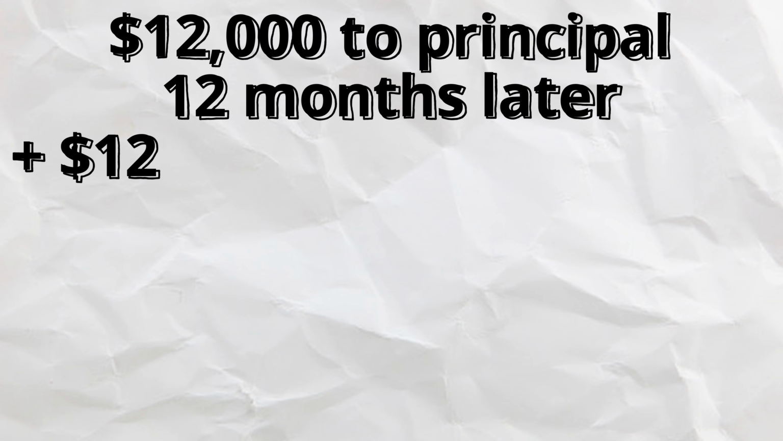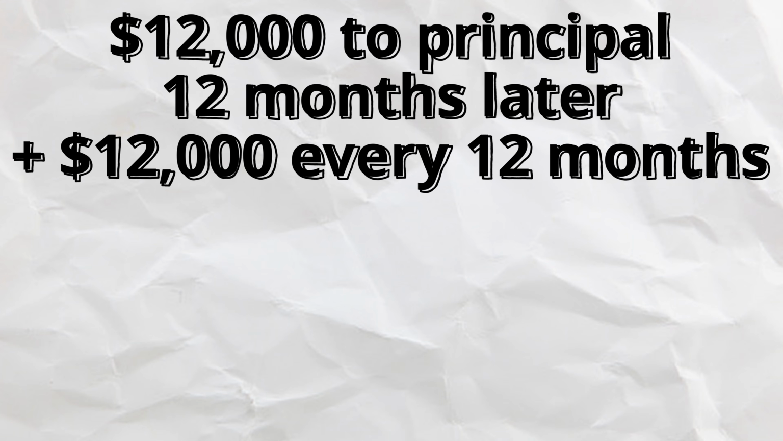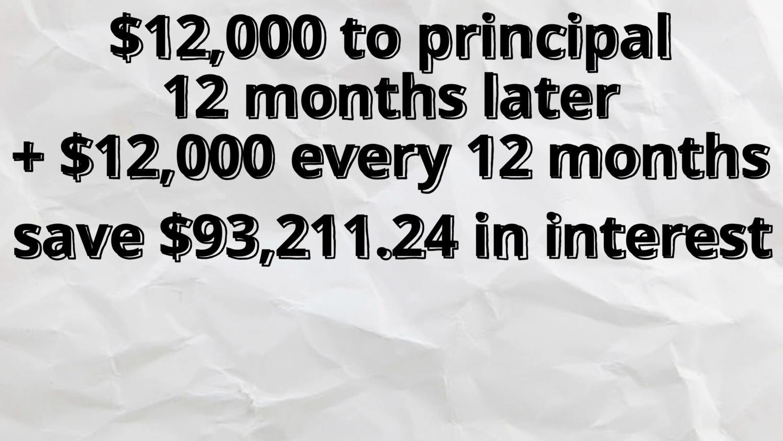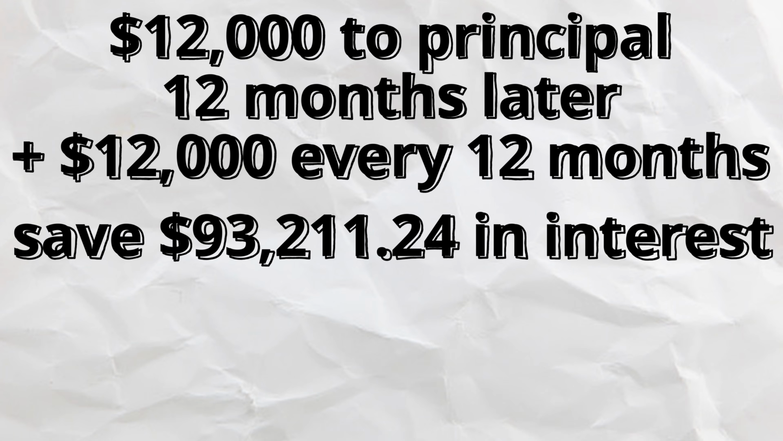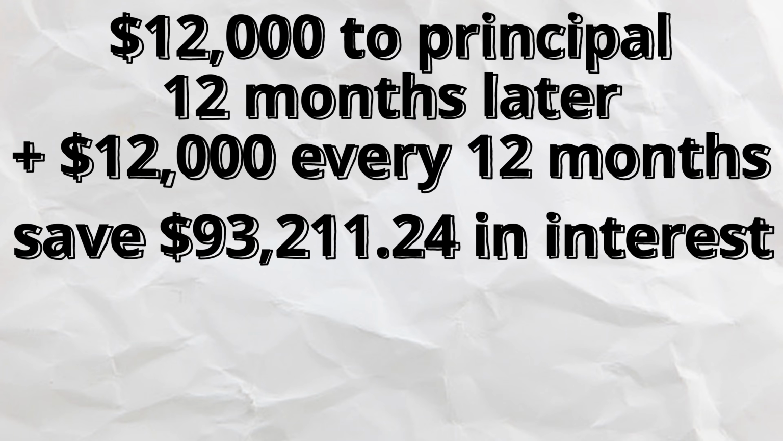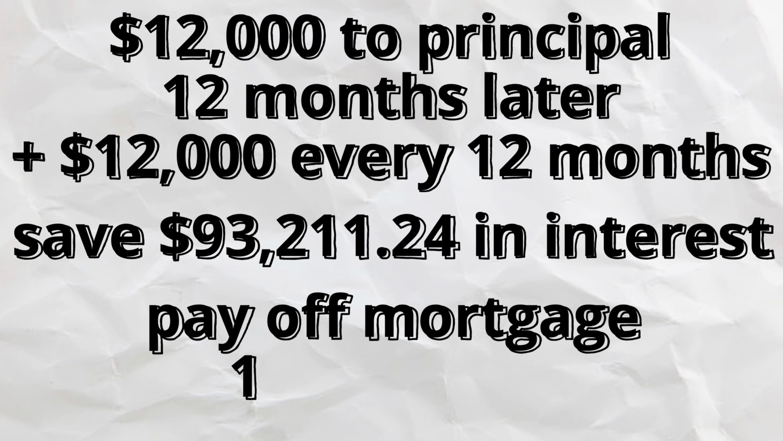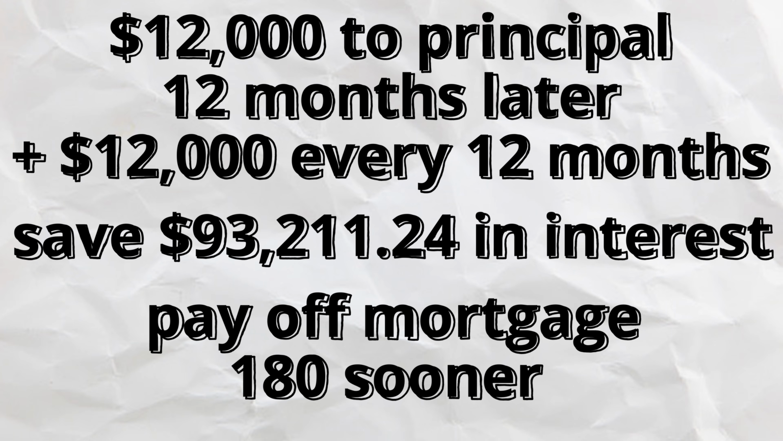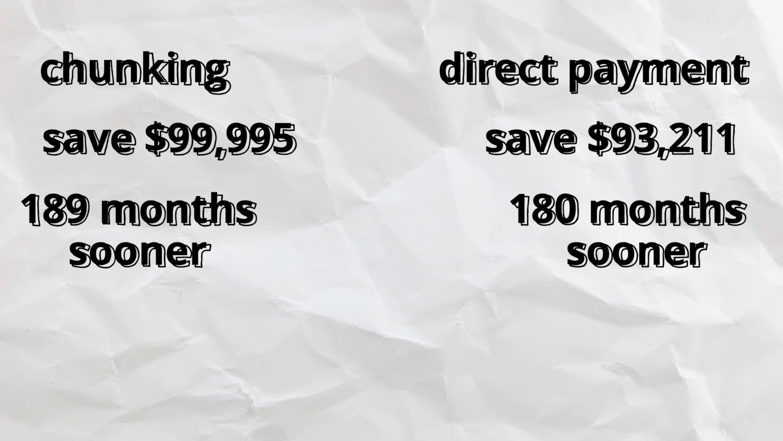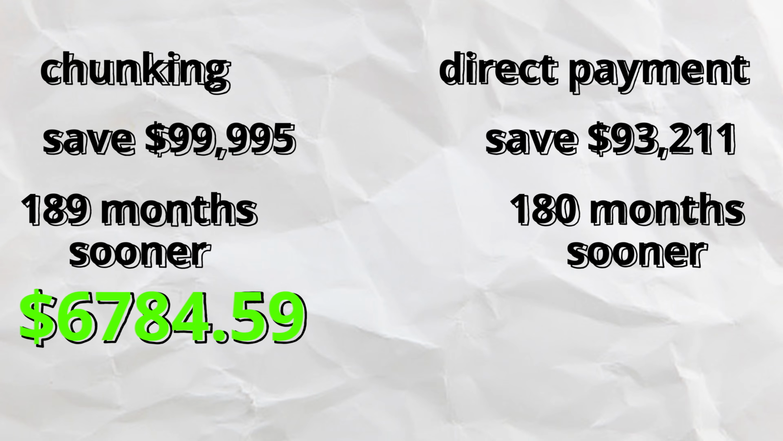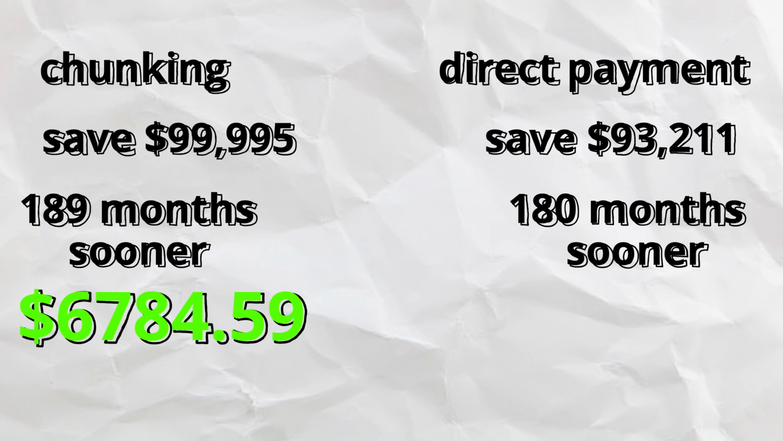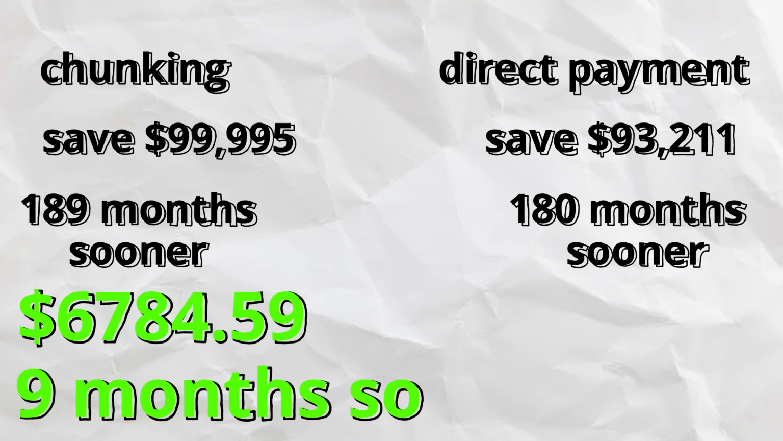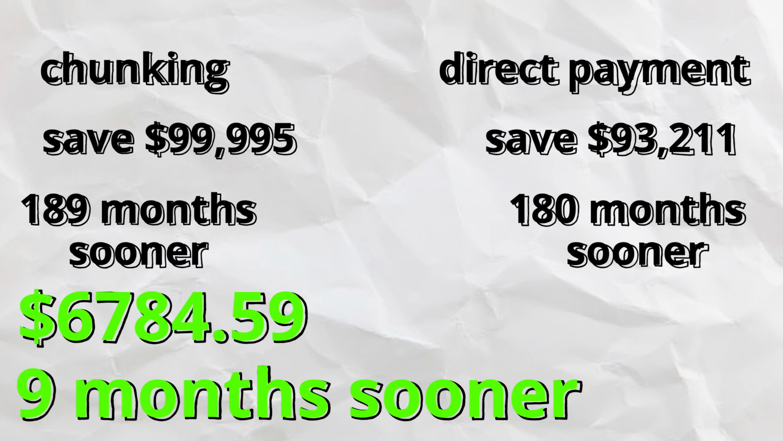If you instead said, forget the chunking, I'm just going to save $1,000 a month and make a prepayment of $12,000 12 months later, you would save $93,211.24 in interest for the entirety of the loan and pay off your mortgage in 180 months. So with the chunking versus just making payments directly, you would save $6,784.59 in interest and pay off your mortgage 9 months sooner using velocity banking.